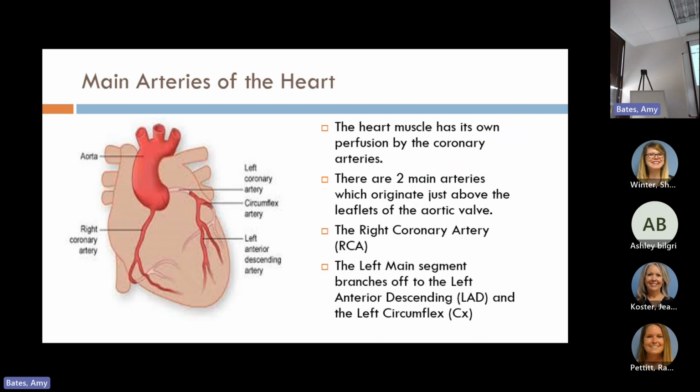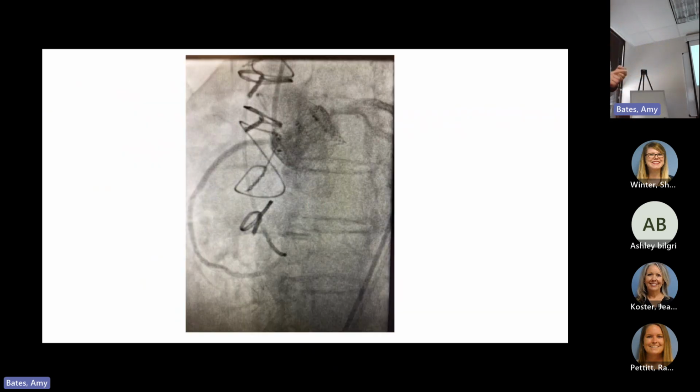Main arteries of the heart we already talked about. So it's the right coronary artery and the left main, branching off into the LAD and the circumflex. This is just a picture of one of our valve procedures that we did. If you see on the left side of the screen, that's your RCA coming off. Then the little branch is the left main and then branching off into the circumflex and the LAD. So that's where it comes off of the end of the aorta.